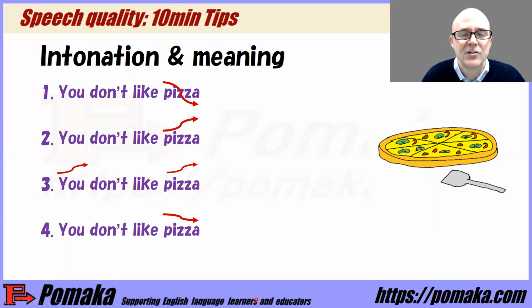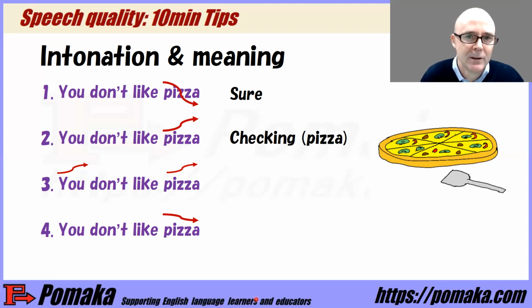How do you think the meaning changes with the intonation? Well, number 1, we feel that the speaker is sure about the information. They're confident that it's true. Number 2, we feel that the speaker is not sure about the information, so they're checking if it's true. Because maybe they think that everybody loves pizza, so they're checking if the speaker doesn't like pizza.